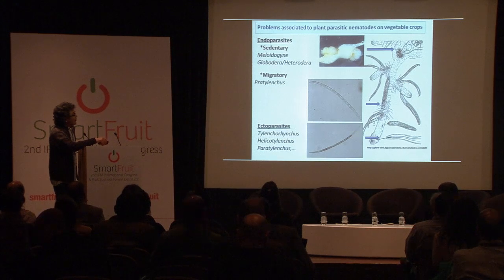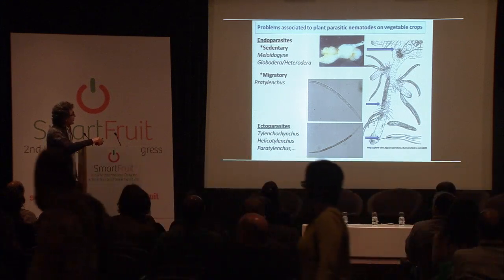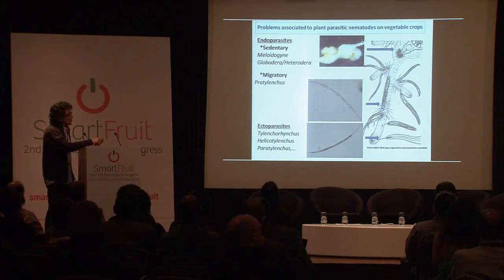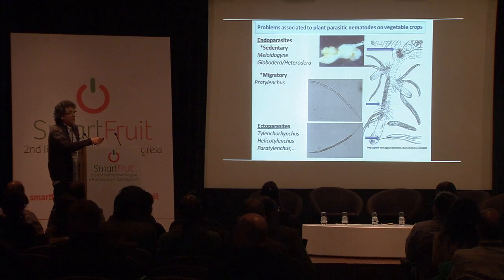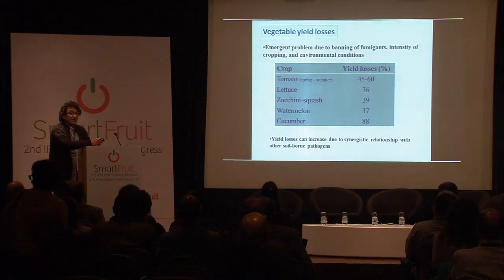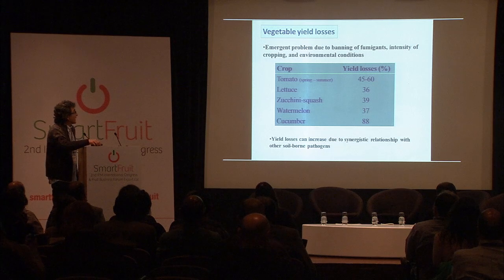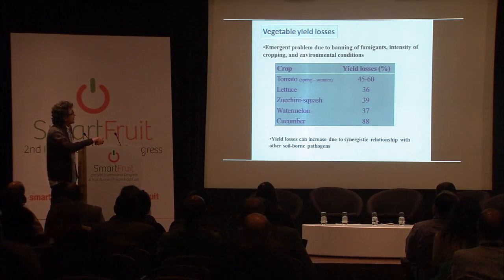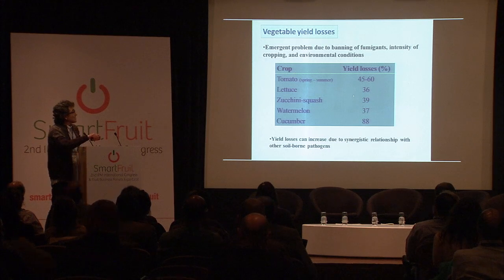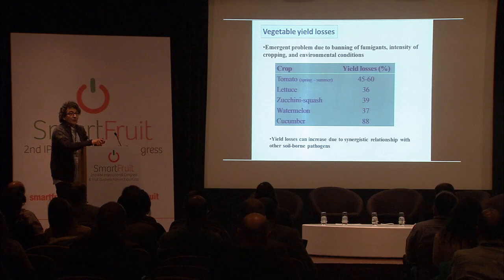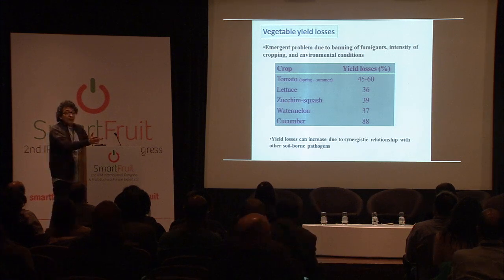Those are parasites. They can migrate to other parts of the plant, or they can feed on the outside of the plant. The main nematodes that cause losses in economically important crops are sedentary endoparasites. The production losses that they cause are variable according to the type of plant, the crop time of year, but in lettuce you see it's about maximum yield loss of 36%, and almost 90% in cucumber.